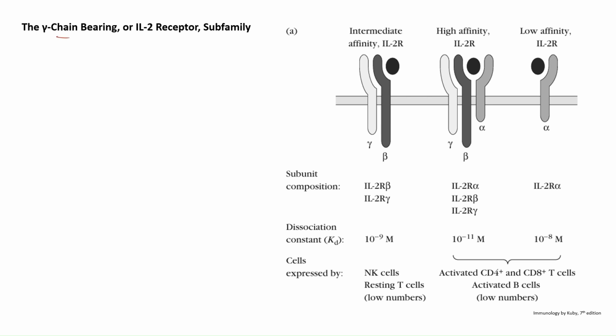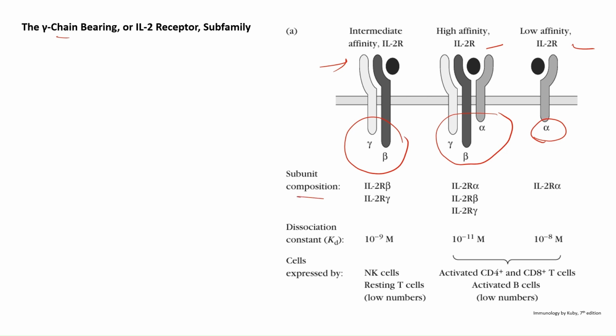As you can see in the diagram, if only the alpha segment is present, it has low affinity for interleukin 2. If alpha, beta and gamma, all three are present together, then only it is a complete receptor and it has high affinity for interleukin 2. If gamma and beta are present, then it will have intermediate affinity. So with only alpha it is low affinity, with gamma and beta it is intermediate affinity, but with alpha, beta and gamma it shows high affinity.